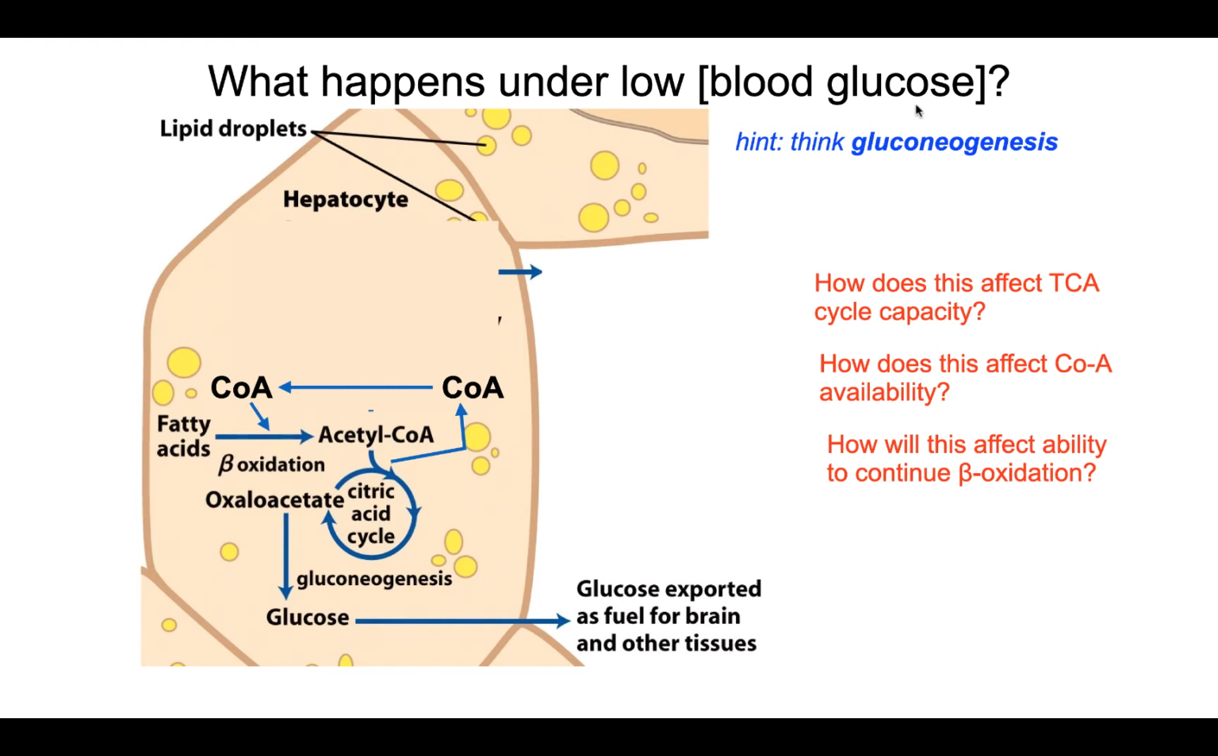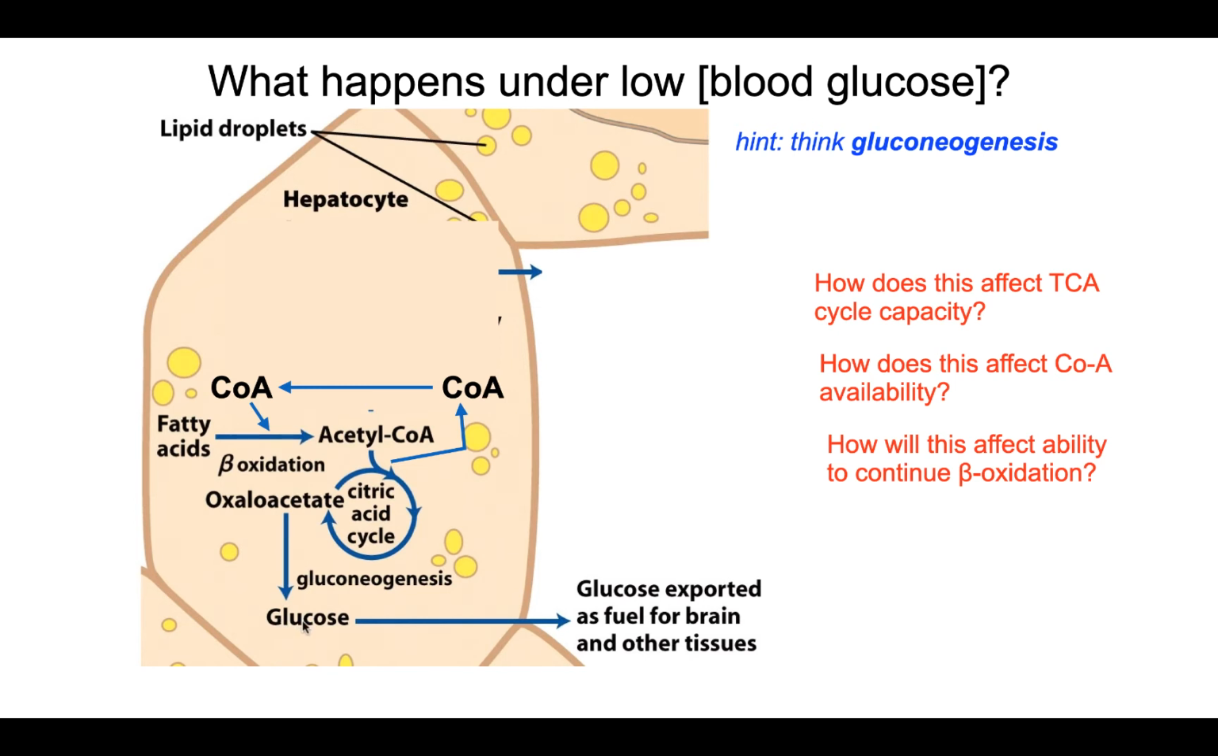Okay, so let's think about this. What happens when there are low glucose levels? We have to look at hepatocytes, the liver cells, because these are the important cells necessary for regulating blood glucose levels. When they detect a low blood glucose level, the hepatocytes realize, uh-oh, we need to start exporting glucose to the brain. So it needs to start making glucose.